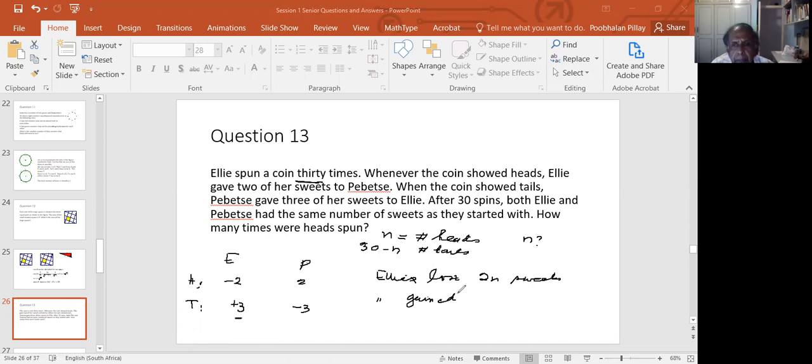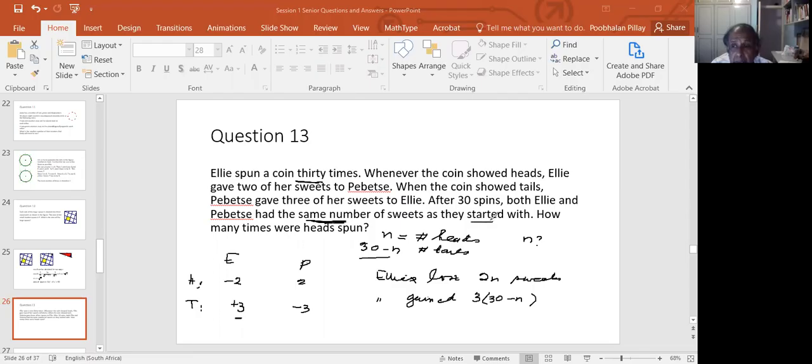Now, how much did she gain? For each tail, she gained 3, but there were 30 minus n tails, so she would have gained 3 times 30 minus n. Okay. But now we say that after 30 spins, both Ellie and Pebetse had the same number of sweets. Now, what does that mean?